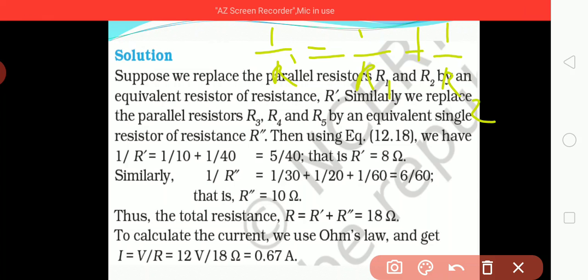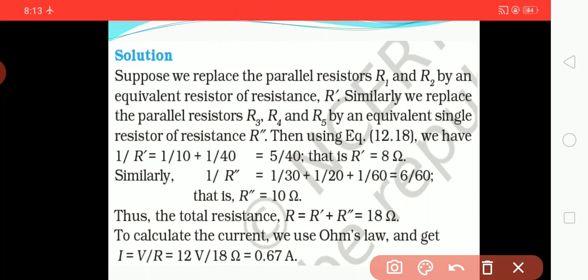So R dash or R prime will be as it is, but in place of R1 we substitute 10, and R2 is 40. So it will be 1 upon 10 plus 1 upon 40. If we simplify, then we will get 5 upon 40. On simplifying we will get R dash is equal to 8 ohm, because R1 and R2 are connected in parallel.